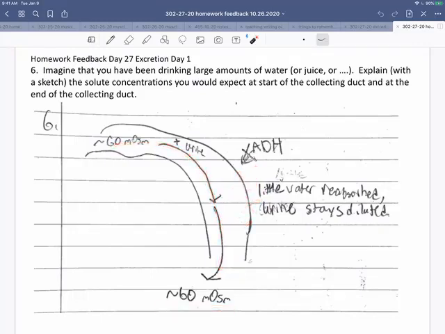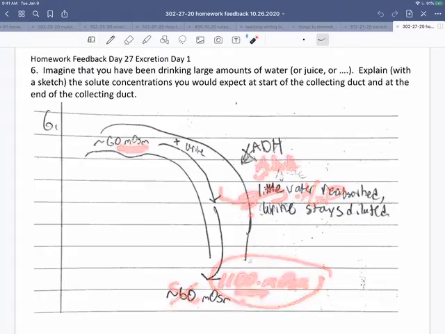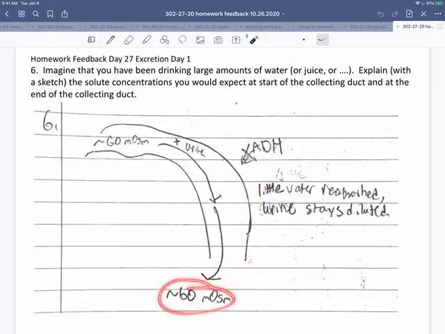If you do need to concentrate water, then there would be ADH. Aquaporins would get put into the membrane here. Water would be absorbed. And this could get up to as high as 1100 or 1200 milliosmoles. But it would have the same amount of wastes. So same amount of wastes here and here. It's just how much additional water remains or is removed.